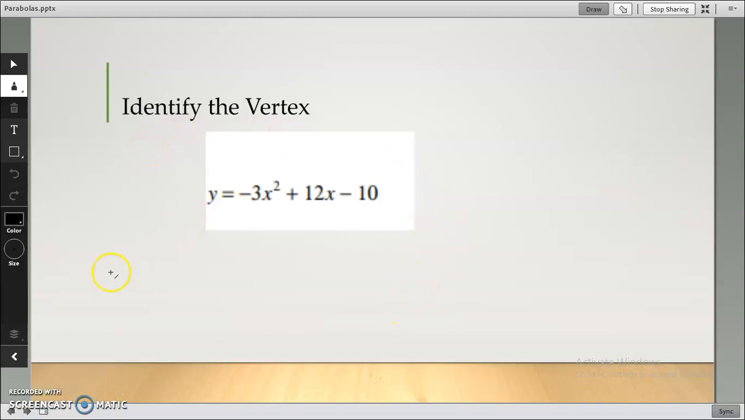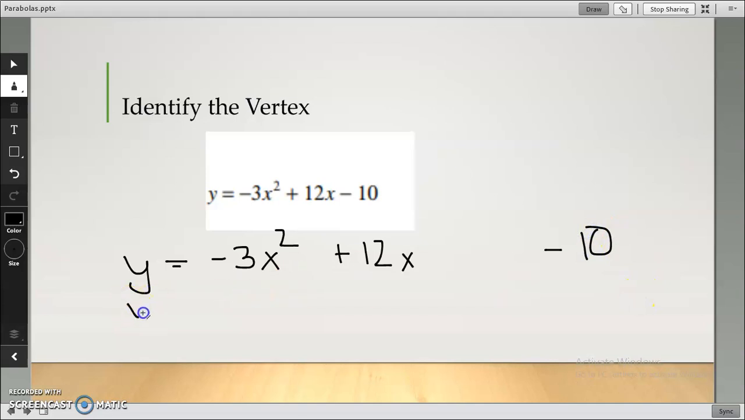Alright, let's do another one. We have y equals negative 3x squared plus 12x. And again, I'm completing the square because I want the vertex. So I'm going to pull this negative 3 out, and I have x squared. When I divide positive 12 by negative 3, I get minus 4x. And then I still have that minus 10 out here.